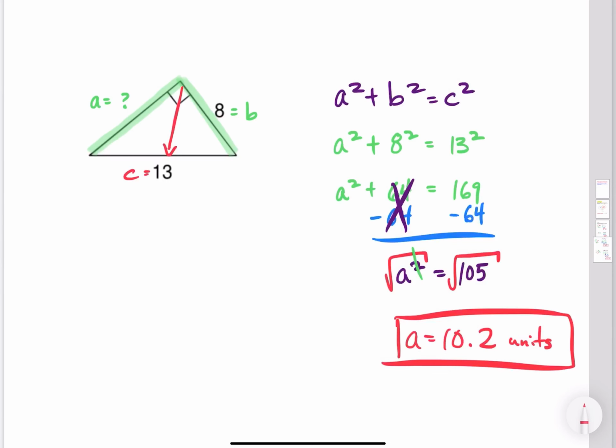All right. So that's how we use the Pythagorean theorem to solve for a missing side in a right triangle. Remember, it only works for a right triangle.